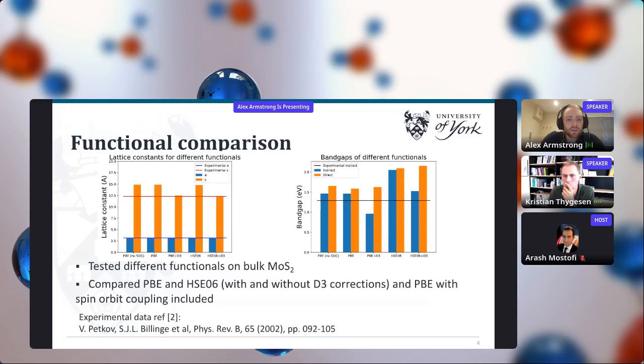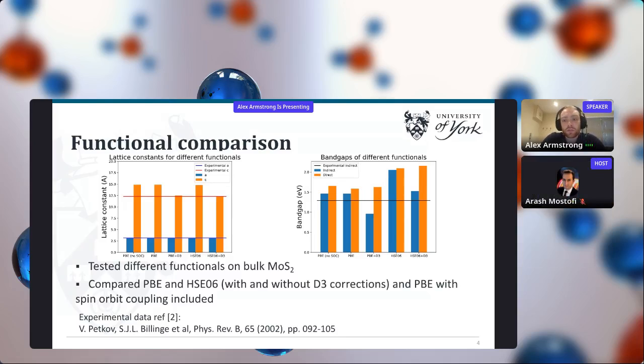On the left graph here are the lattice constants for these different functionals. You can see the only functionals that produced reasonable lattice constants compared to experiment were the ones that included the D3 corrections, so including the van der Waals forces, which makes sense because these large interlayer distances are governed by van der Waals forces. Of the two, HSE06 plus D3 got the lattice constants slightly closer to experiment than the PBE.